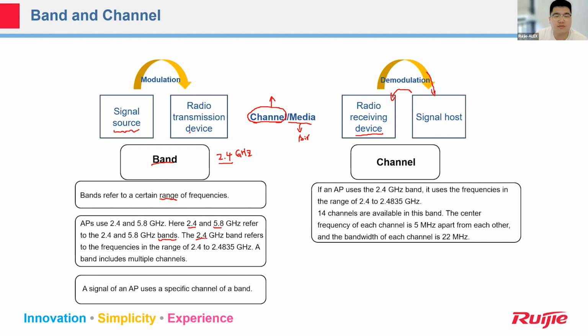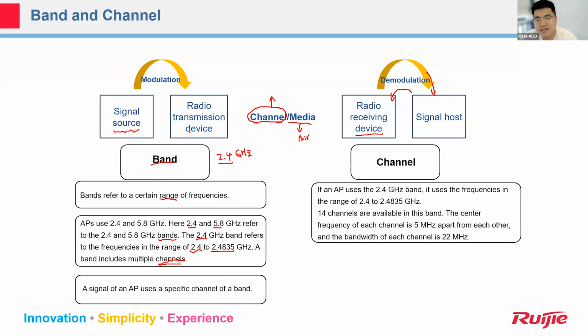The 2.4 gigahertz band refers to the frequencies in the range of 2.4 to 2.4835 gigahertz. Okay, so you can see this is a range, right, from 2.4 to 2.4835, and in this range there could be different frequencies: 2.41, 2.42, 2.43. So all these frequencies belong to this range. A band includes multiple channels. Here comes another concept called channel. So from here we know a band includes multiple channels.